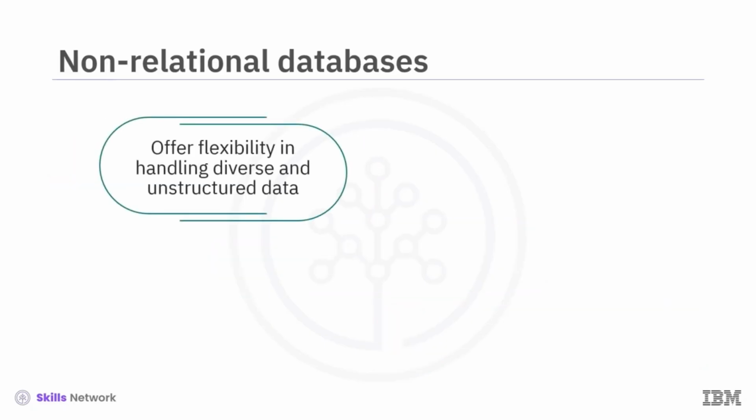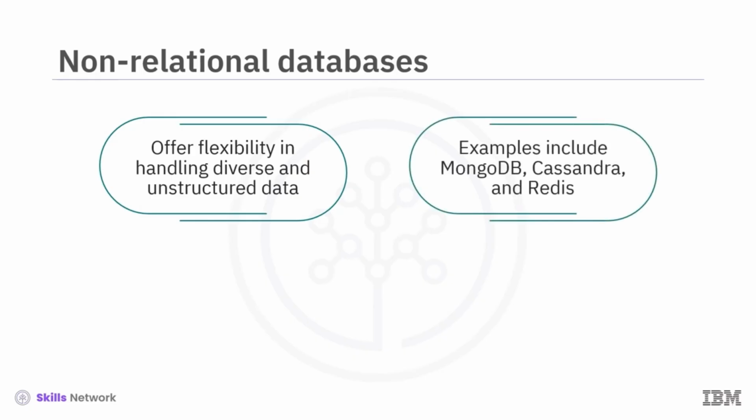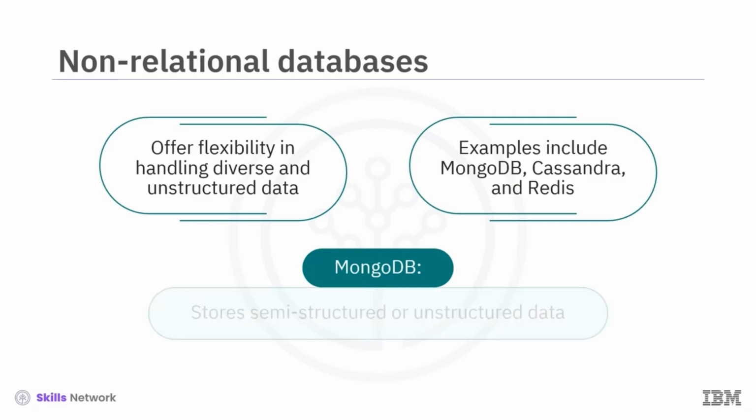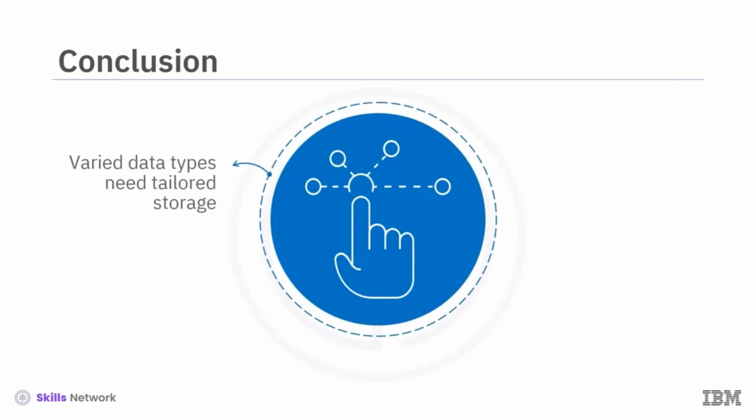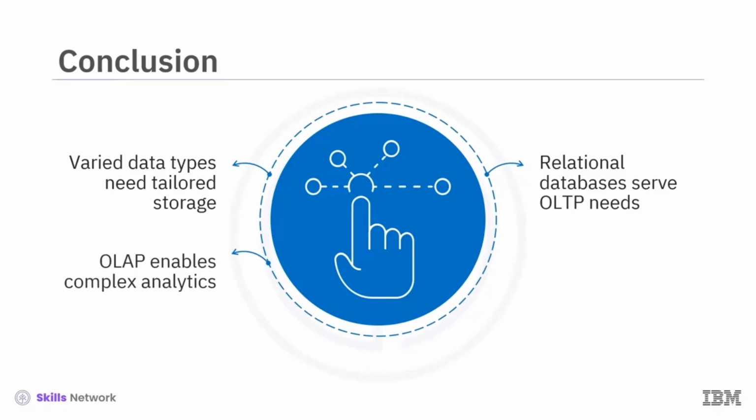They offer flexibility in handling diverse and unstructured data. MongoDB, Cassandra, and Redis represent this category. MongoDB is a document-oriented database suitable for storing and managing semi-structured or unstructured data. In conclusion, data's varied types and structures demand appropriate storage solutions, with relational databases serving OLTP needs, OLAP systems enabling complex analytics, and non-relational databases providing flexibility for diverse data.